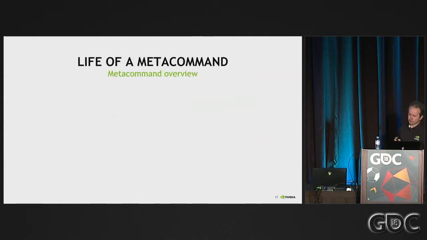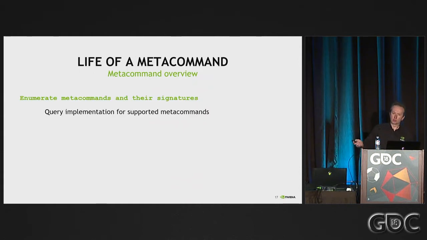From the client perspective, there are a number of steps involved in using meta commands. This is how meta commands are being used by the DirectML layer. First, the client has to enumerate, basically query, the list of supported meta commands. Implementations are not required to support all of them. There can be many of them defined, but only a subset of them implemented.